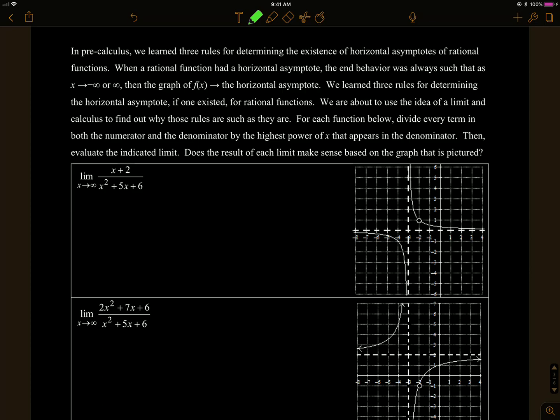So essentially, when you see this problem, the limit as x approaches infinity or negative infinity of a rational function, right, a fraction with x in the numerator and in the denominator, you're looking for the horizontal asymptote. So we know this limit here to be 0 because there's a horizontal asymptote at 0. And that is because the degree of the numerator is less than the degree of the denominator. So you have to remember those 3 rules.